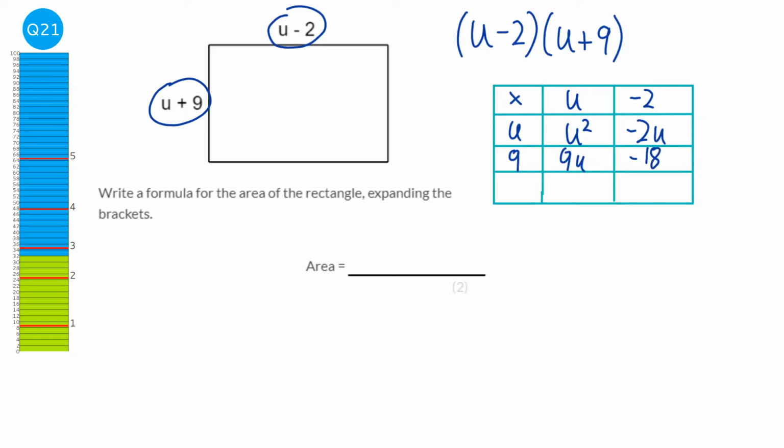And what we're going to do is we're just normally going to be able to add these ones together. So our answer will be u squared, and then we're going to do 9u plus minus 2u. Well, that's just going to be 9u take away 2u, which is 7u. So plus 7u, and then minus 18 at the end.